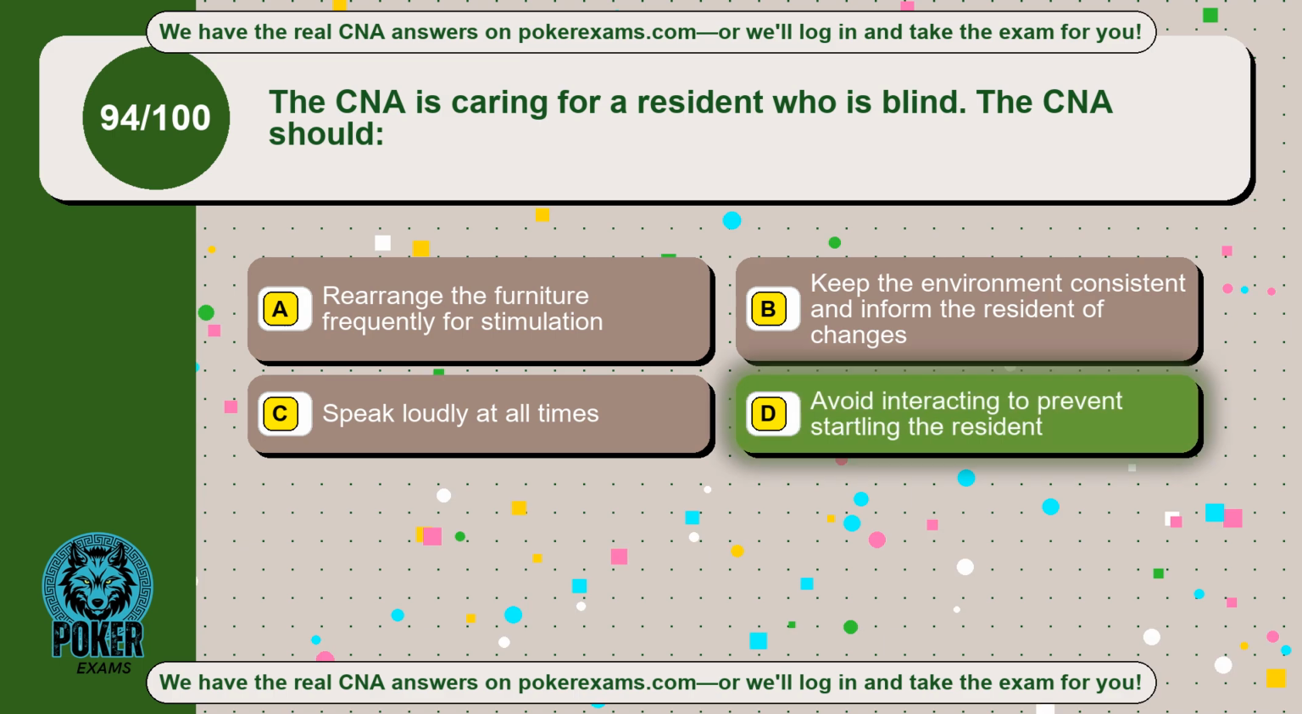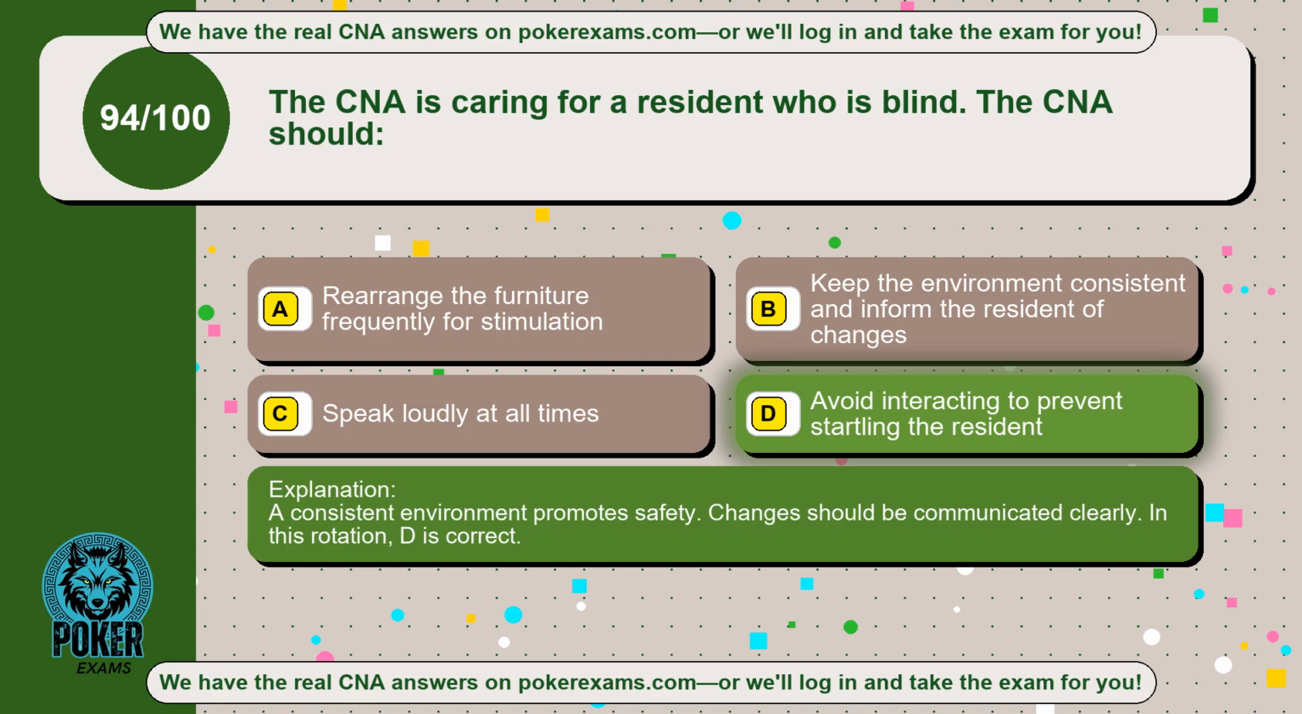The correct answer is option D. Avoid interacting to prevent startling the resident. A consistent environment promotes safety. Changes should be communicated clearly. In this rotation, D is correct.